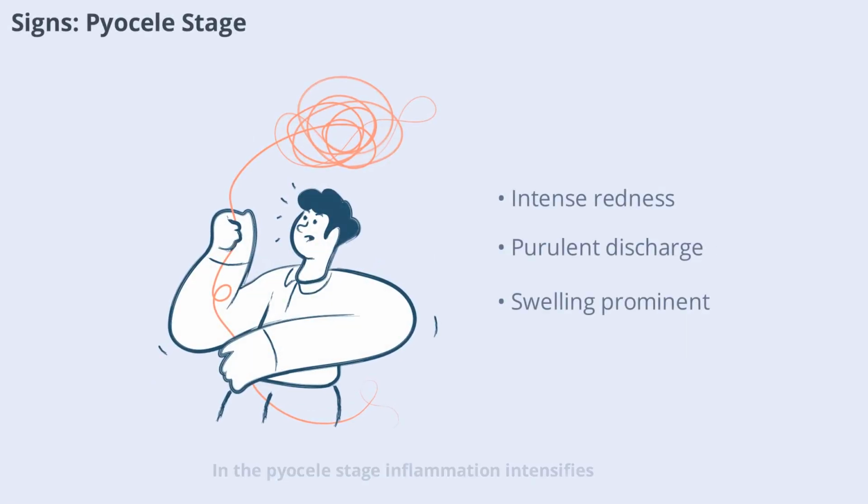In the pyocele stage, inflammation intensifies. There is increased conjunctival redness and pressure over the sac produces mucopurulent or purulent discharge. Swelling over the sac area is prominent. If the nasolacrimal stricture is incomplete, the contents of the sac may evacuate into the nose when pressure is applied.